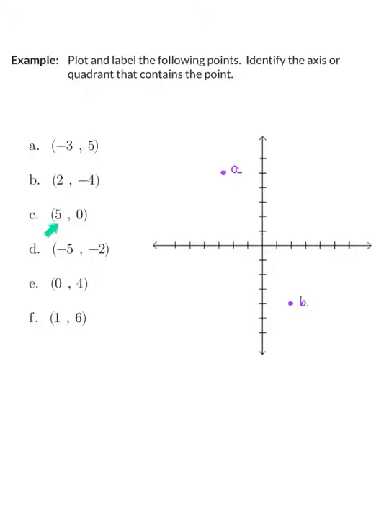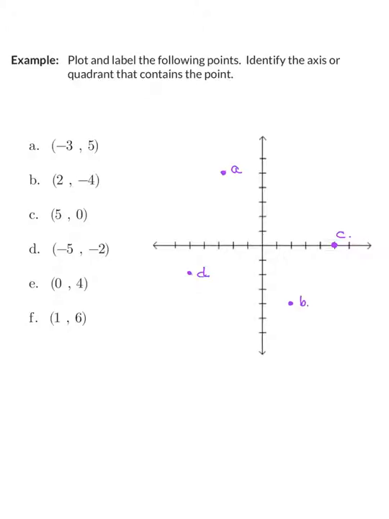The third example, we have 5, 0. So the first number tells me to go 5 to the right. Second number tells me I don't want to go up or down. So we're going to stay right on the line. Plotting our point, label, and we're done. For example D, we want to go 5 to the left and 2 down. So we'll be somewhere right in here. Plot, label.